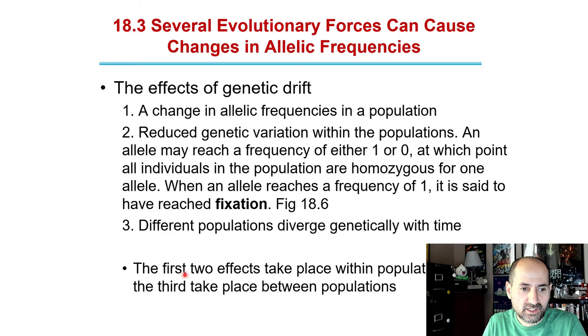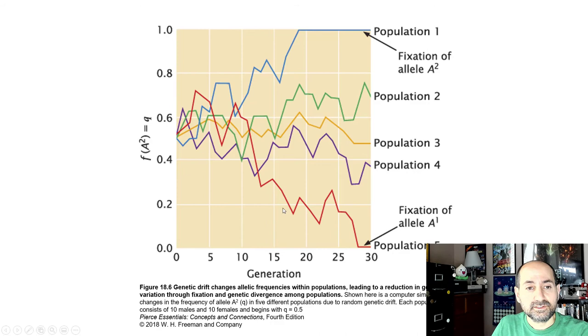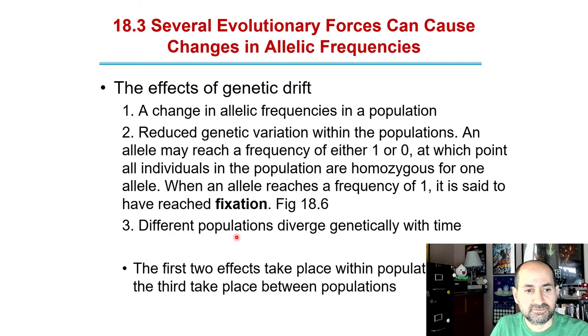The first two, points 1 and 2, effects 1 and 2, take place within a population, while the third example here takes place between populations. So in this figure, it's a demonstration of point 3, that different populations diverge genetically with time.